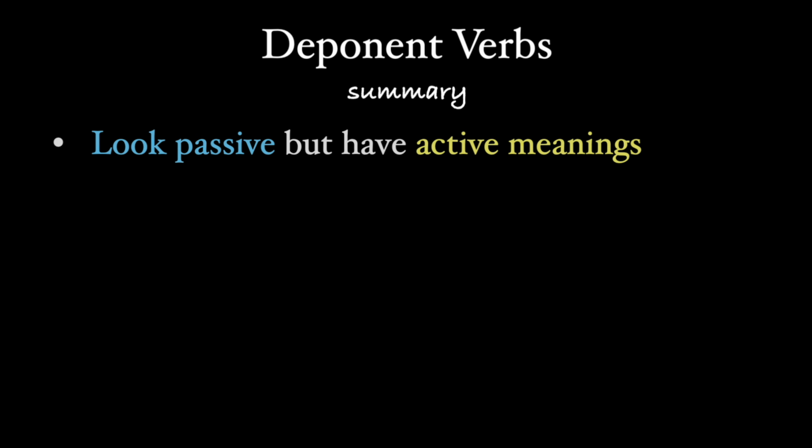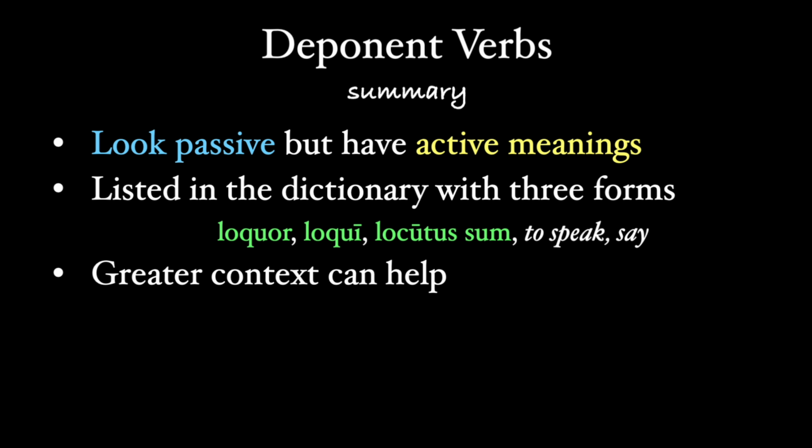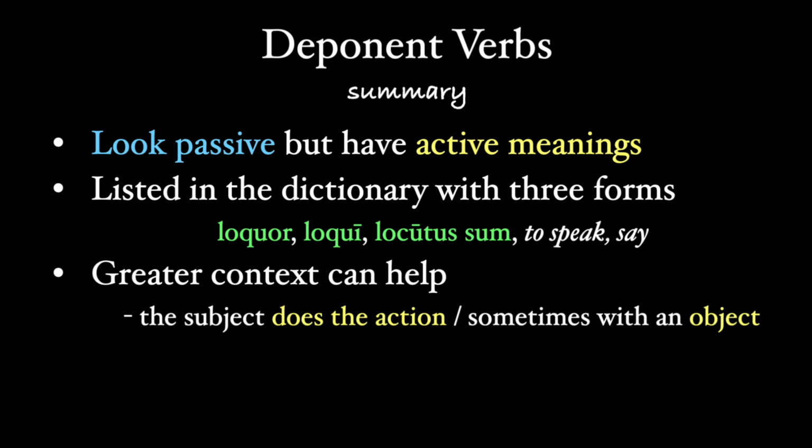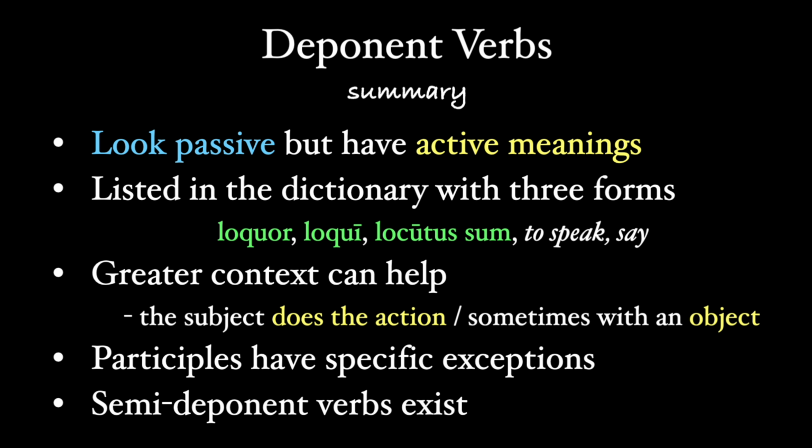So, in review, deponent verbs look passive but have active meanings. We can identify a deponent verb by its dictionary form, and sometimes we can also reason out that a verb is deponent by its greater context. The subject does the action of a deponent verb, and you can see accusative direct objects with deponents, while a passive verb wouldn't really have an accusative direct object, and sometimes is accompanied by an ablative. Participles for deponents break this look passive with active meanings rule in the present and future tenses. And there also exist semi-deponent verbs, which are regular in the present system of tenses, but deponent in the perfect system.